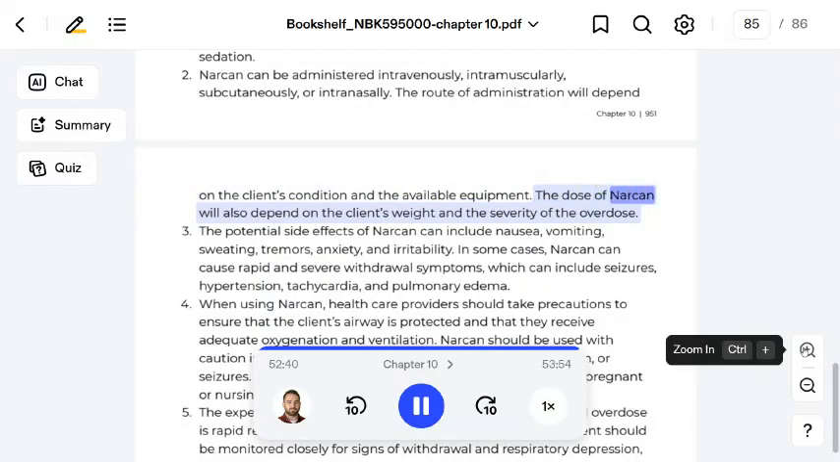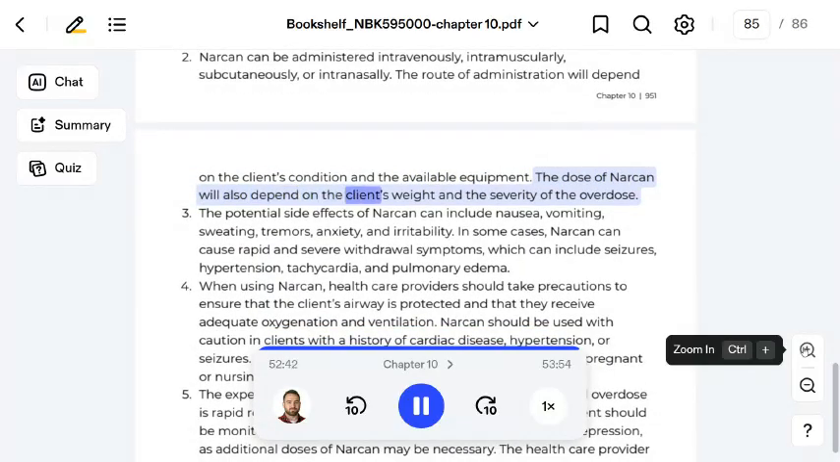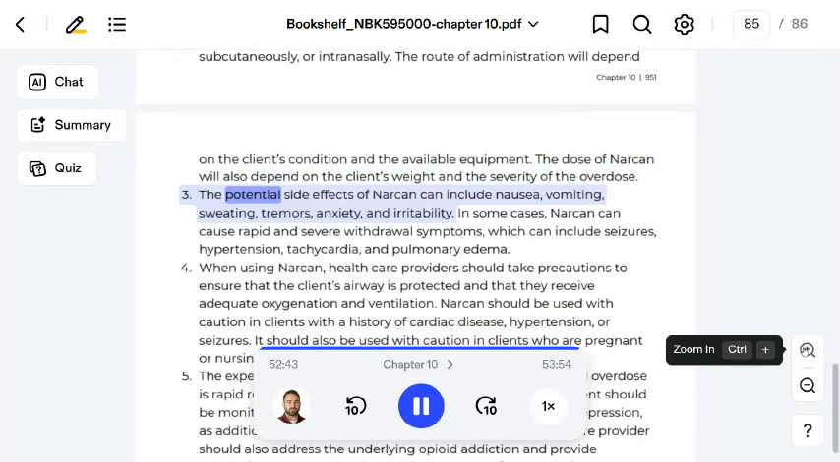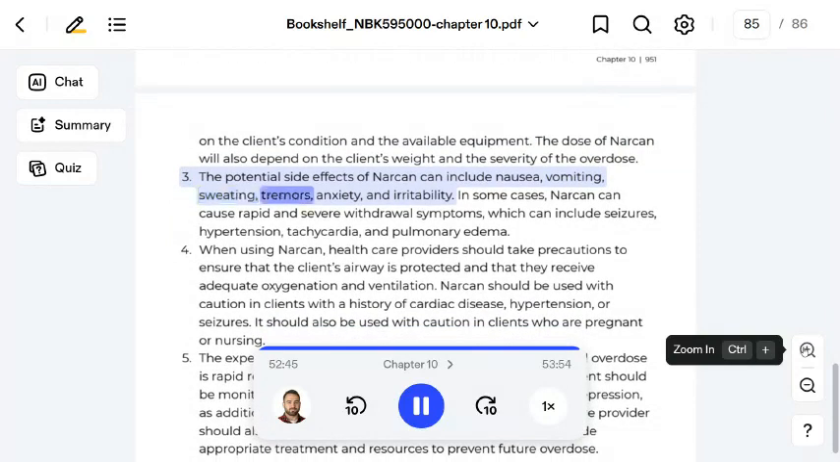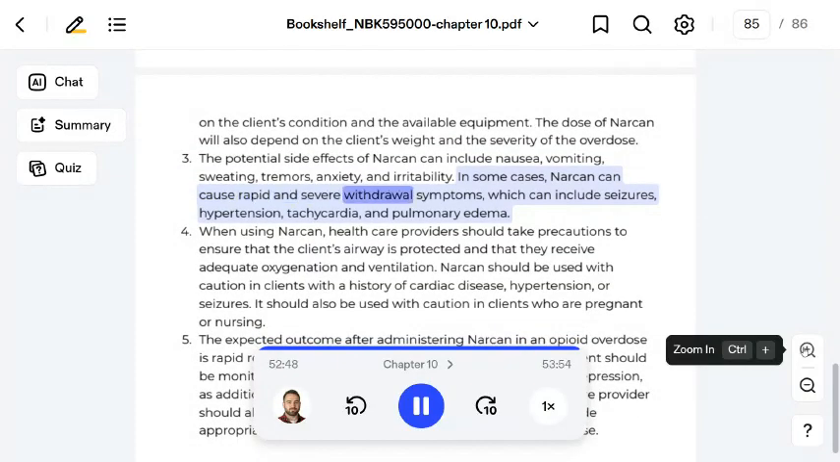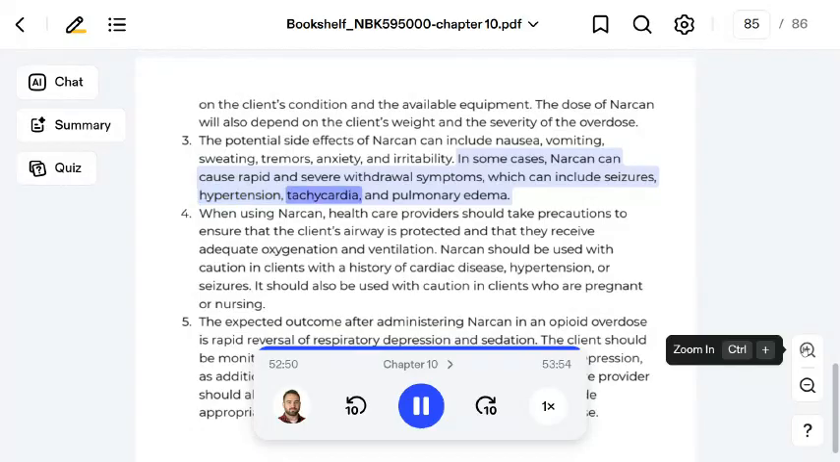The dose of Narcan will also depend on the client's weight and the severity of the overdose. 3. The potential side effects of Narcan can include nausea, vomiting, sweating, tremors, anxiety, and irritability. In some cases, Narcan can cause rapid and severe withdrawal symptoms, which can include seizures, hypertension, tachycardia, and pulmonary edema.